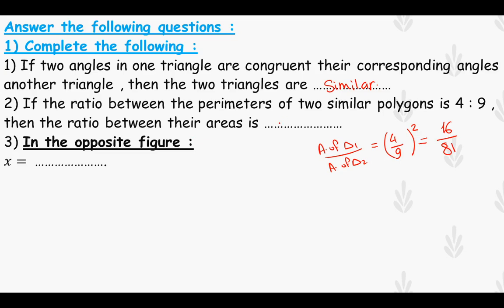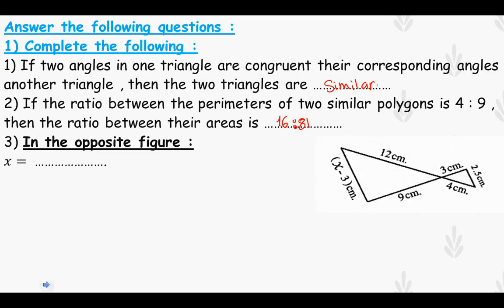Okay, so we will write the ratio is 16 to 81, or you can write it as 16 over 81. Okay, example 3. In the opposite figure, x equals what? This is the opposite figure, and we want to find the value of x.